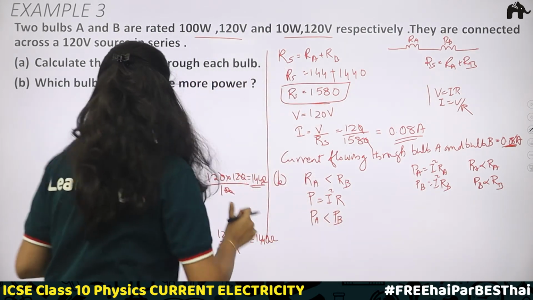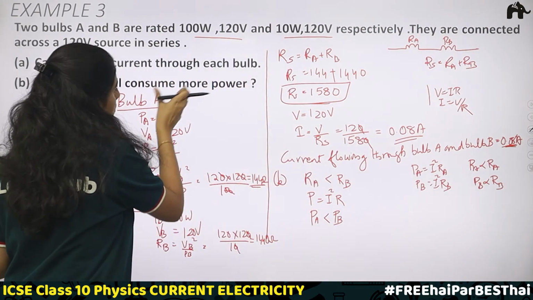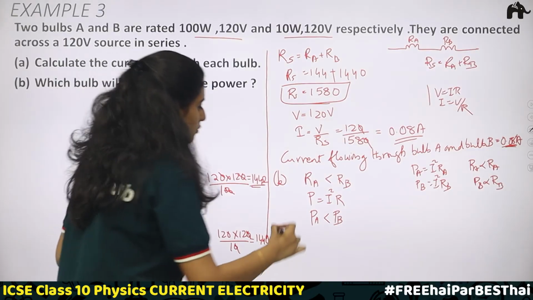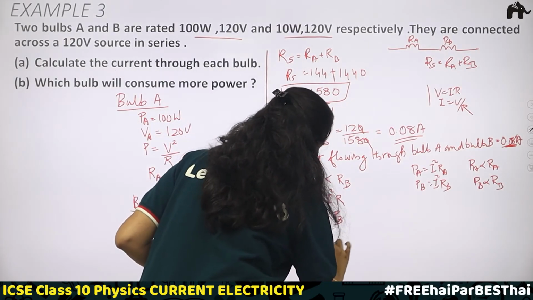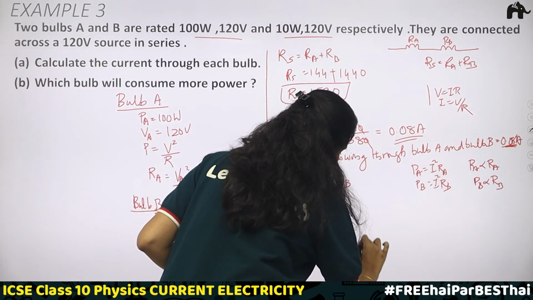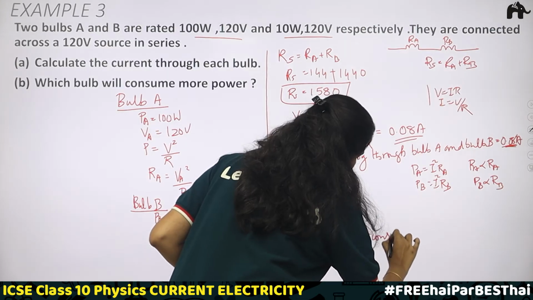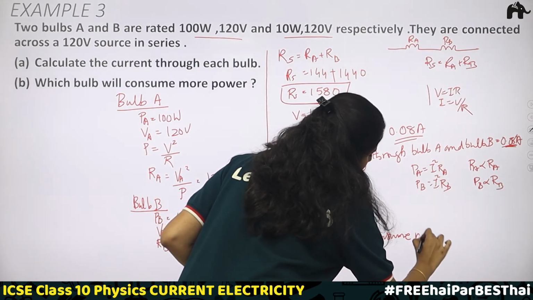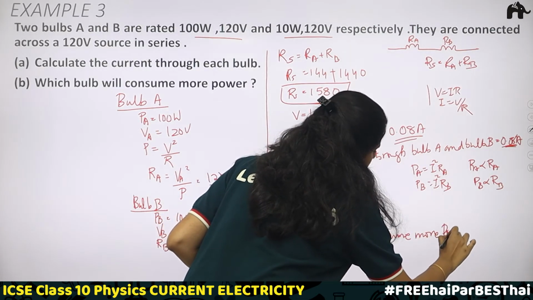Here we have to find which bulb will consume more power. Therefore bulb B will consume more power. Clear?